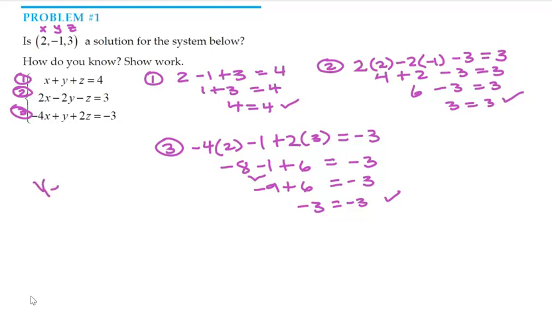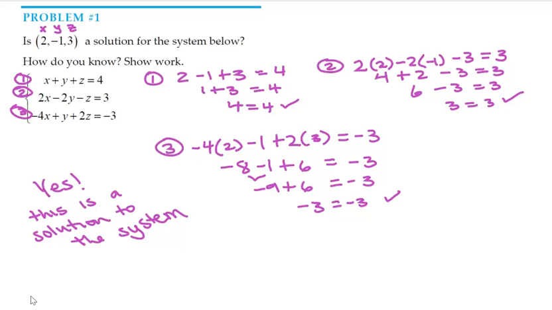So that means yes, this is a solution to the system, because all three of them checked out. If there was one of them that didn't check out, like say we ended up with 0 equals 3 or something like that on that second one, then that wouldn't be true, and that means the whole system wouldn't work. This is not a solution for that system, but these worked out, so that is what we got there.